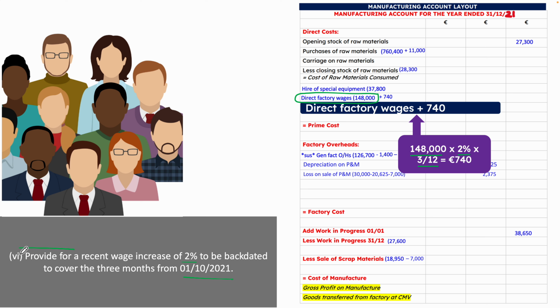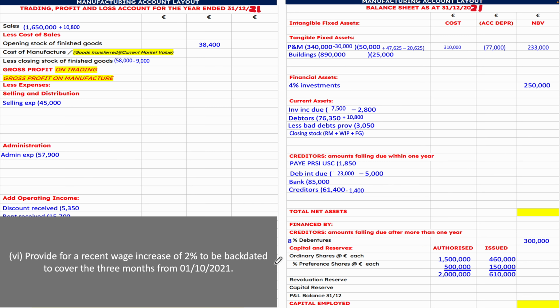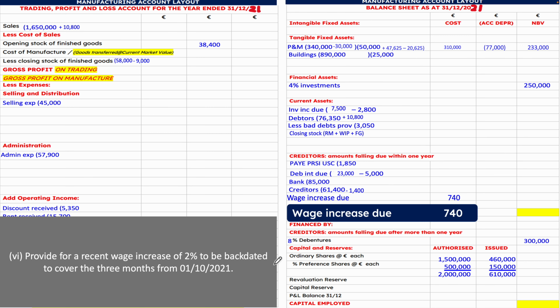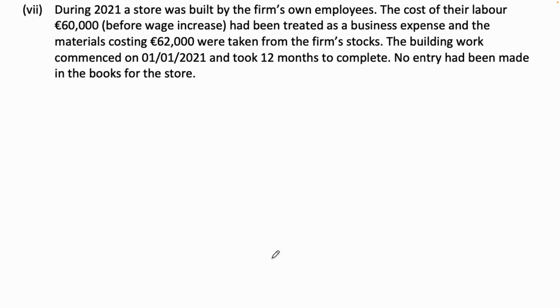Now the words provide for, when we see this, we're always going to know we've something to do in the balance sheet as well. We have not paid this wage increase yet. So we're going to show that in the balance sheet, in creditors minus 1 year, that we have a wage increase due at the end of the year. So that is adjustment number 6 done. Moving on now to adjustment number 7.